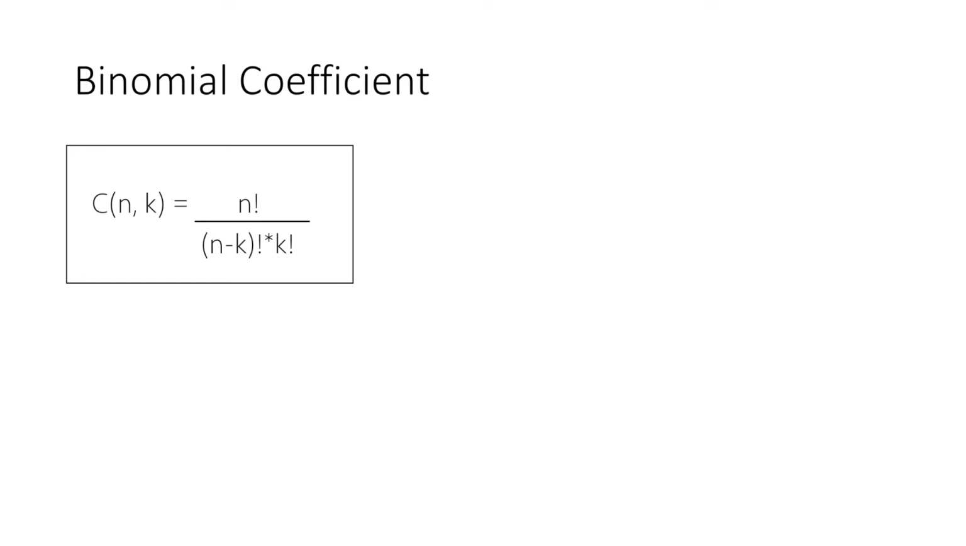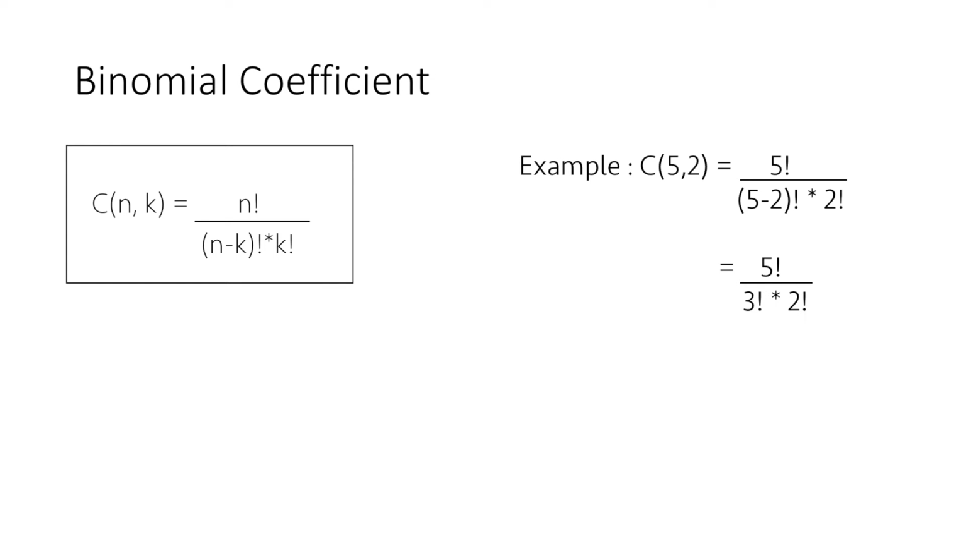In this video, we will learn how to calculate the value of binomial coefficient. The function C(n, k) represents the binomial coefficient, which is equal to n factorial upon (n minus k) factorial into k factorial. Now let us take an example to calculate the binomial coefficient of C(5, 2), which will be equal to 5 factorial upon (5 minus 2) factorial into 2 factorial, which can further be simplified as 5 factorial upon 3 factorial into 2 factorial.